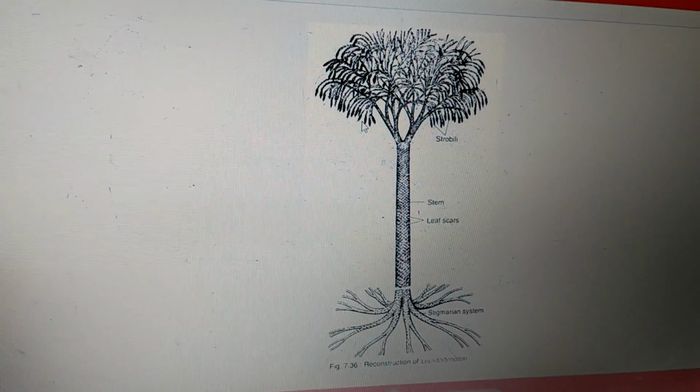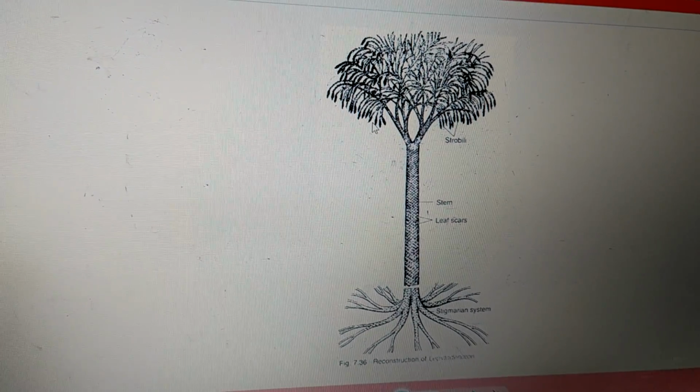So this was a description regarding the morphological features of Lepidodendron.